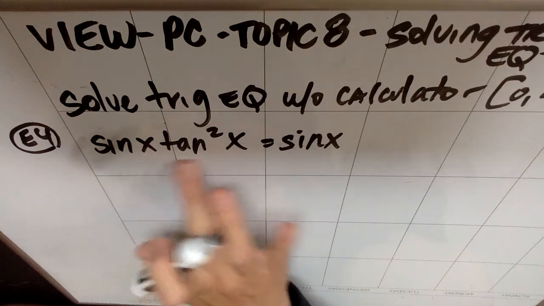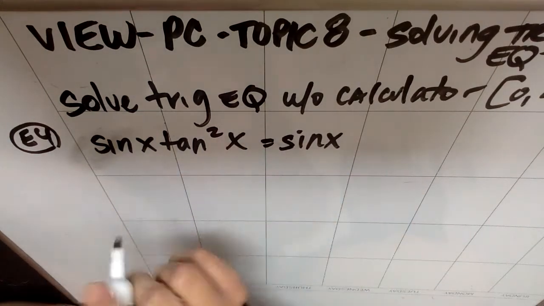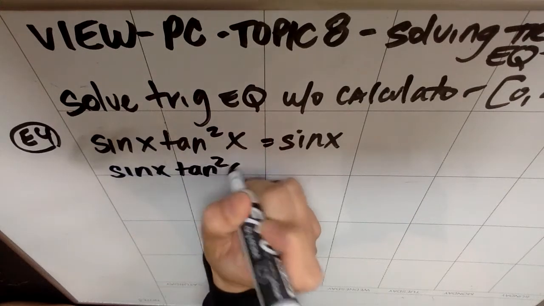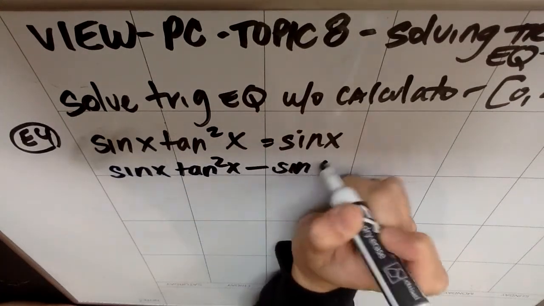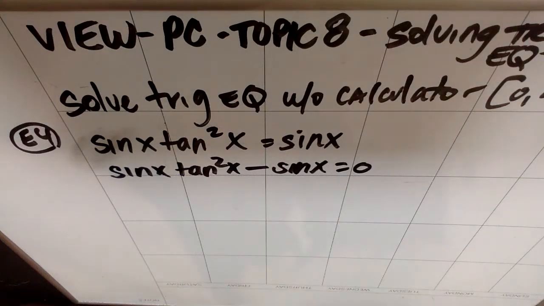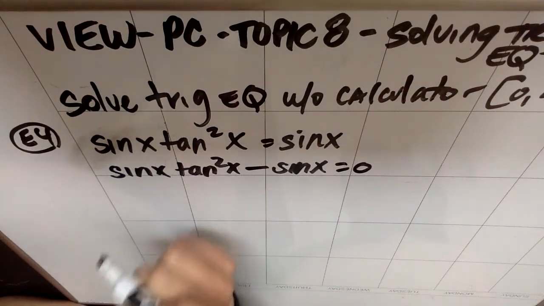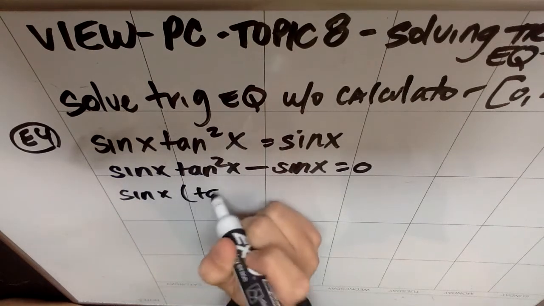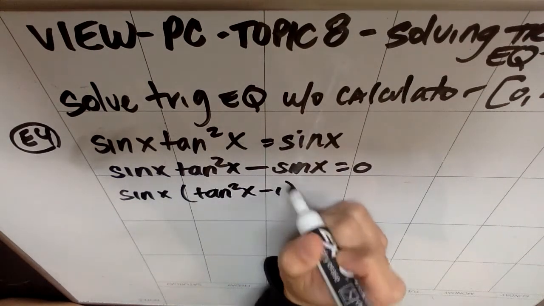So I'd rather keep this complicated term positive, so I'm going to subtract the sine x over. So I'm going to get sine of x times tangent squared of x minus sine of x equals 0, right? So the 0 step of factoring makes sure one side equals 0. I'm then going to go ahead and use that GCF, right? We've practiced using a GCF. I take out a sine, and I'm going to be left with a tangent squared x minus 1 equals 0.